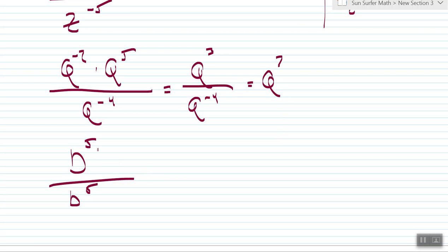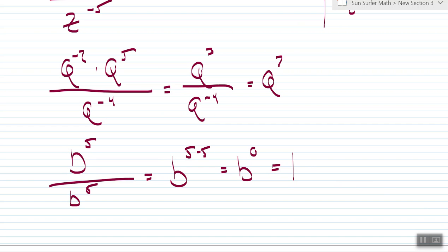And finally, b to the 5th divided by b to the 5th, well, that's b to the 5 minus 5, which is b to the 0. And remember, the very first exponent rule, anything to the 0 power is 1. And that makes sense because we can see that b to the 5th divided by b to the 5th, you learned a long time ago when you learned fractions that anything divided by itself is always equal to 1.